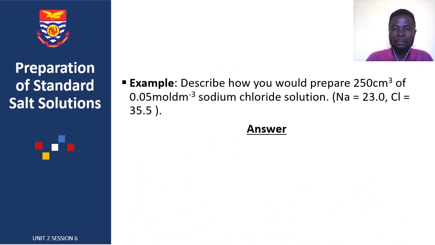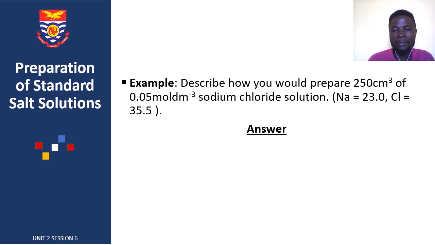Another example is for us to describe how we would prepare 250 cm cubed of 0.05 molar sodium chloride. This is ordinary salt. So we are preparing a salt solution, but with a volume of 250 and then a concentration of 0.05. The salt comes in solid form, so we have to look for mass. We have to calculate to get the mass that we are going to weigh.